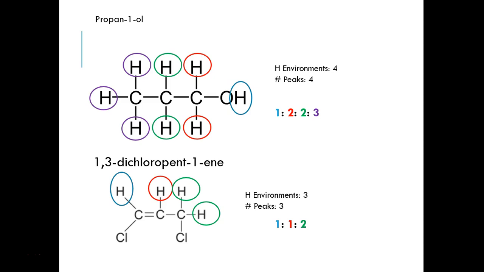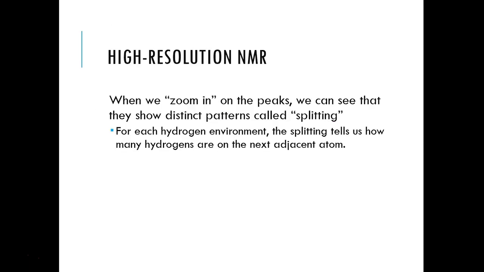And then for 1,3-dichloropent-1-ene, it would be 1 to 1 to 2. Now this also, the integration trace is going to give you the smallest whole number ratio. So if it's 2 and 3, that could correspond to 4 and 6 hydrogens. So you have to be a little bit careful about that.